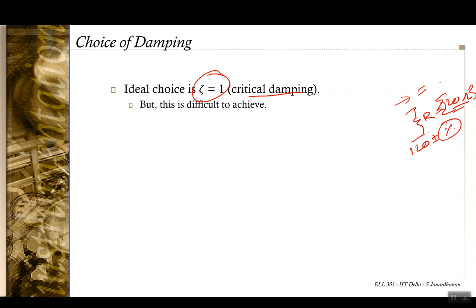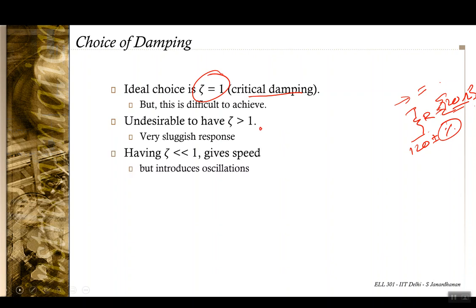So in which direction should you err? That's the next question to be answered. It is undesirable to have zeta greater than 1, because the response will become more sluggish. There are no oscillations, but there is no advantage also. The response anyway did not have any oscillation when zeta was equal to 1, and it doesn't have any oscillation when zeta is greater than 1. However, the response has become more sluggish. So you don't want this. It's undesirable to have zeta greater than 1. And zeta being much less than 1 does give speed, but it increases oscillations, and that is also not good.